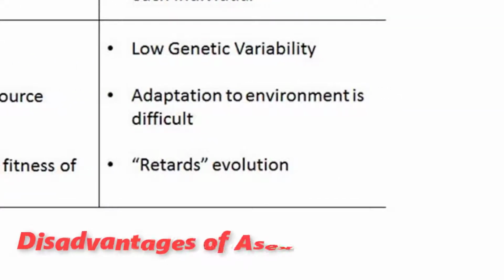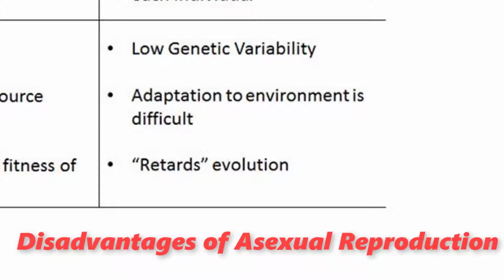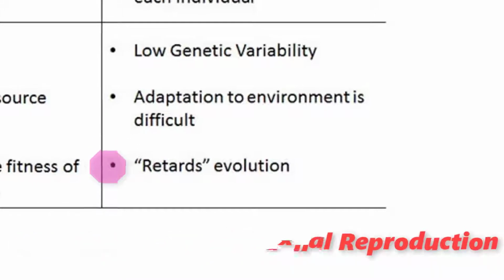A disadvantage of asexual reproduction is the low genetic variability. Also, there is a decrease in adaptation to the environment. Evolution is slowed down as well with asexual reproduction.